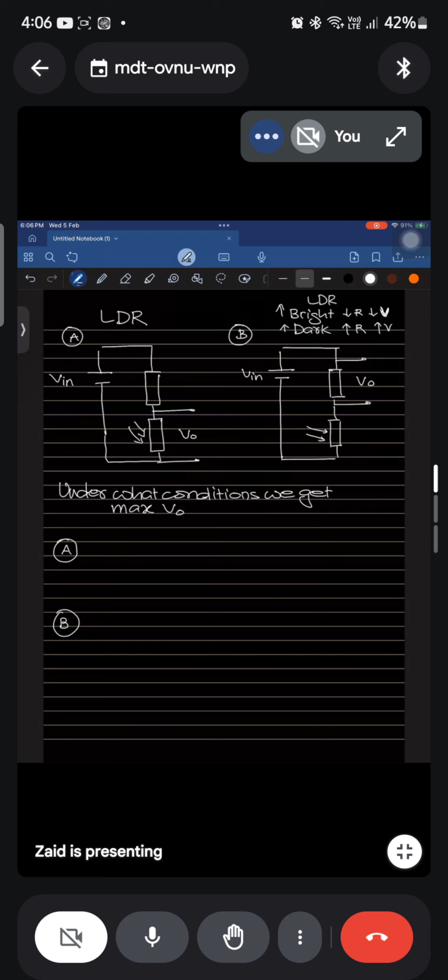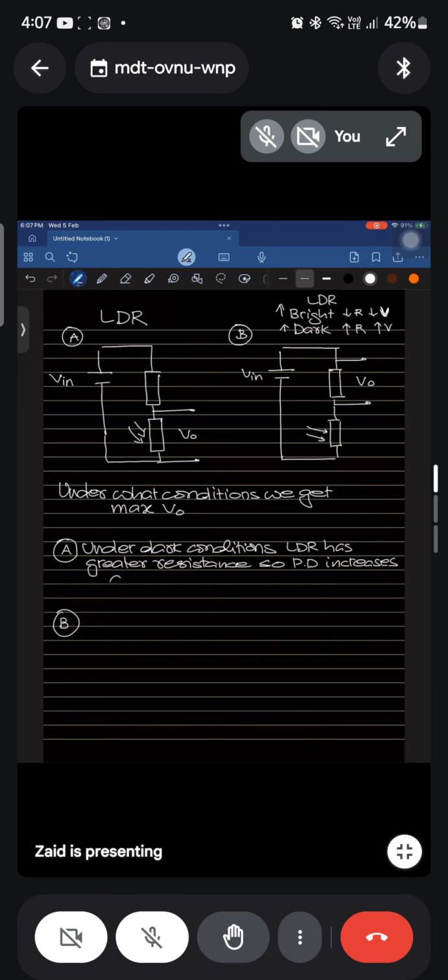Okay. So for the first one, I need to have a greater value of R1, and R1 is going to be the LDR in this case. So when is R1 going to be greater? Under dark conditions. Exactly. Under dark conditions, the LDR has greater resistance. So the PD, the potential difference or voltage, increases, and hence there is a greater output voltage.